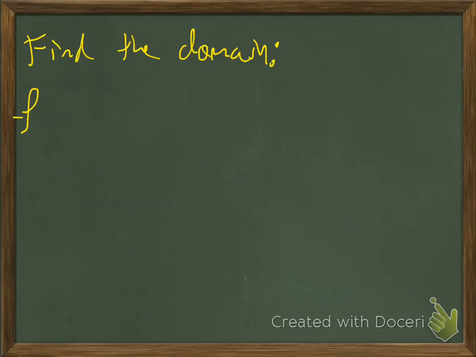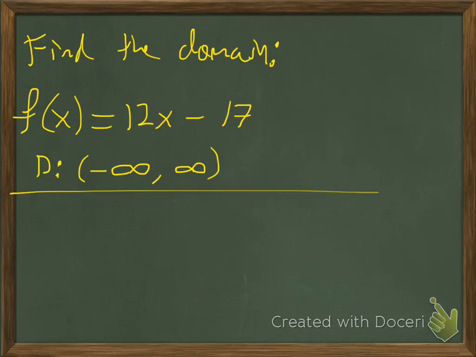Okay, so our first function is f of x is equal to 12x minus 17. That is a line with a y-intercept of (0, negative 17) and a slope of 12. So what I'm looking for is the domain, and the default is negative infinity to infinity. No denominator, no square root, no logarithms, no problem. So that does not have any of those. So this has domain all real numbers. We just say negative infinity to infinity.